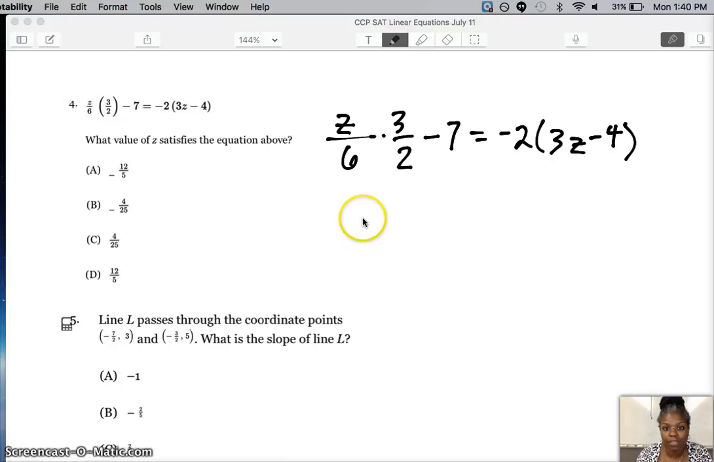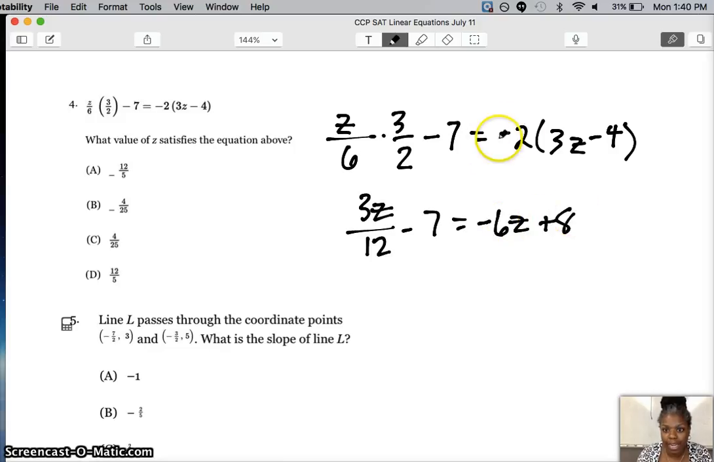I remember multiplying fractions. I get to multiply numerator times numerator. So I have 3z over 12 minus 7 is equal to, distributive property in the house, negative 6z plus 8, right? Negative times negative is a positive. Now I need to join all my z terms on one side and my regular numbers on the other. I'm going to put my z's over here and my regular numbers on the other side.